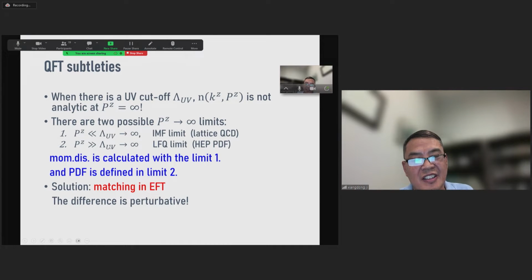On the other hand, you can also let PZ be much greater than lambda QCD or the UV cutoff. This sounds like an unphysical limit, but that's exactly how the high energy Parton distribution is defined. So this is the Parton distribution limit. Now, what lattice can calculate is limit 1, and what we want, the Parton distribution, is limit 2. And so therefore, how can you recover one from the other? The answer is matching in effective field theory.